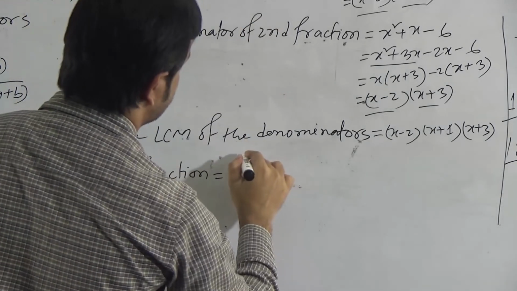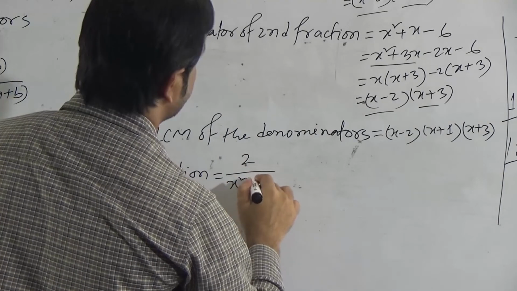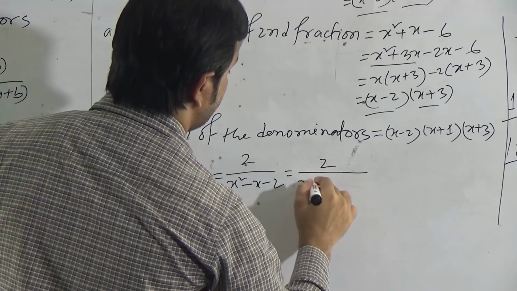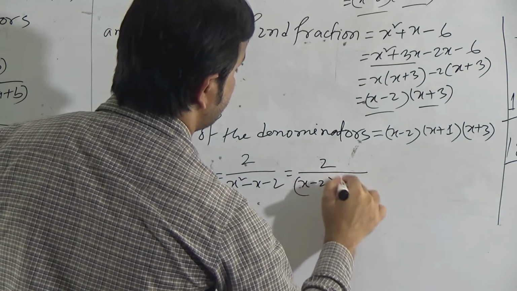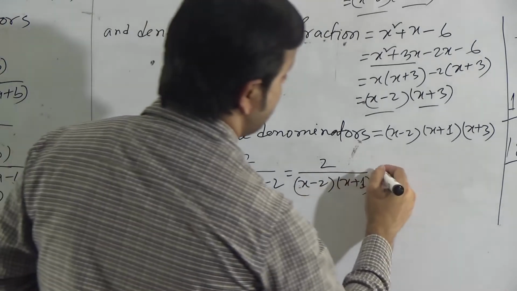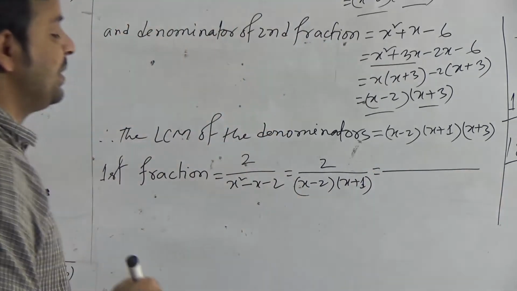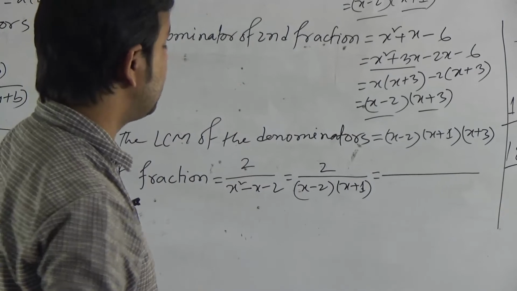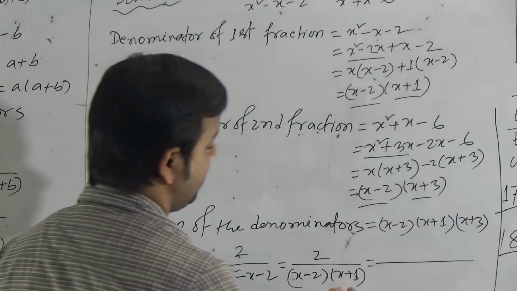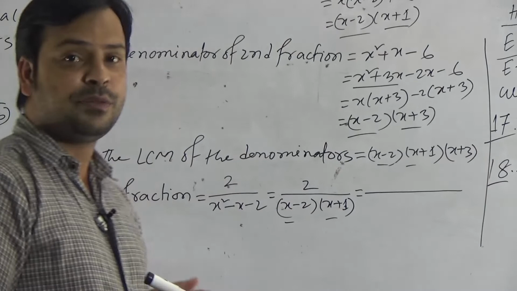I will write the first fraction, 2 into x square minus x minus 2. So we can write this in this way: x minus 2 and x plus 1. We can express the denominator in this way. Now we need to multiply both the numerator and denominator by the quotient if we divide the LCM by the denominator. Here x minus 2, x plus 1, x minus 2, x plus 1. So x plus 3 will be the quotient if we divide.